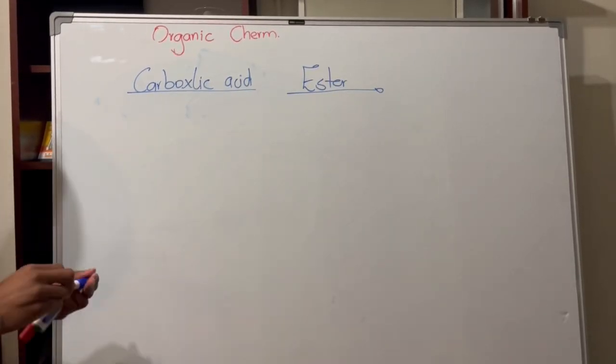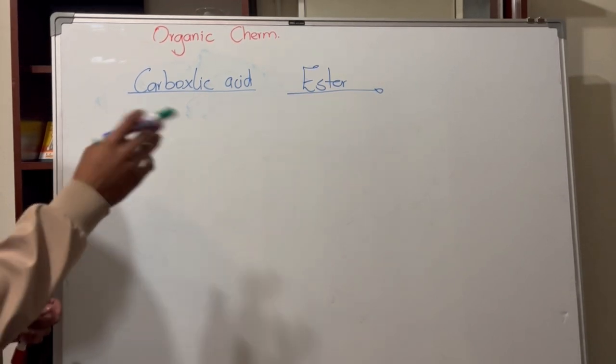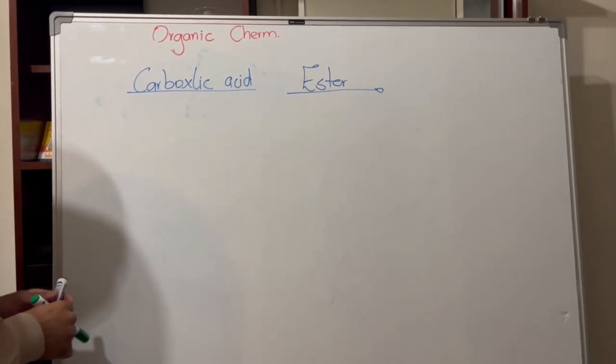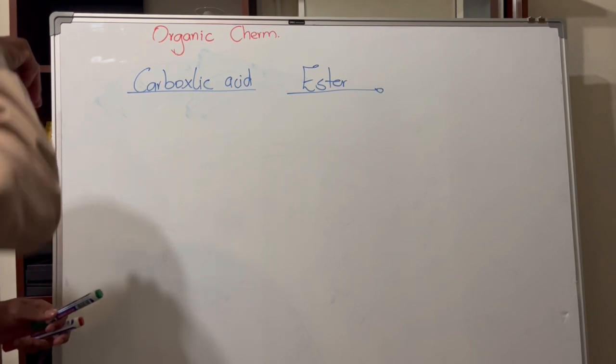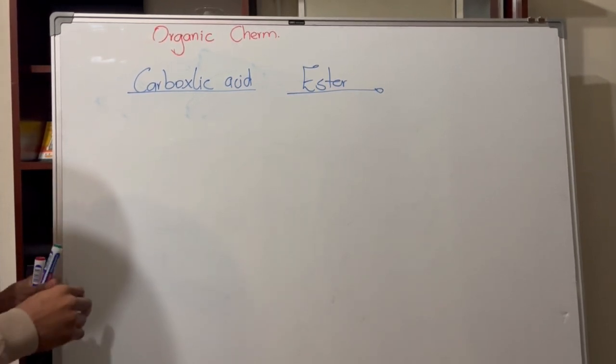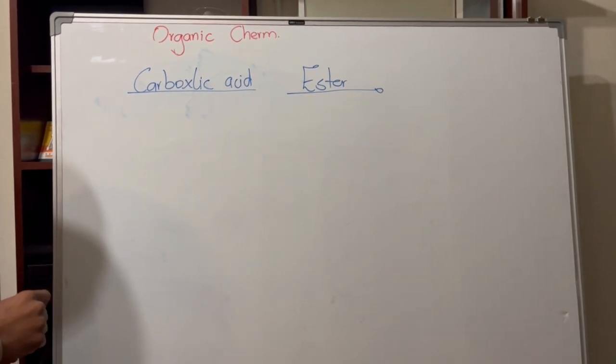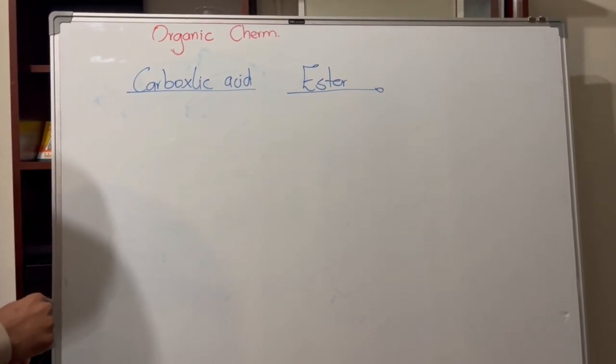Right, everyone. So lastly, we'll be talking about the last groups of our homologous series. It's your carboxylic acid as well as the esters. These ones are almost similar, not similar, but there are many differences, and it's very, very important to know those differences.